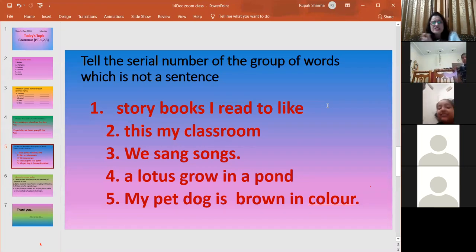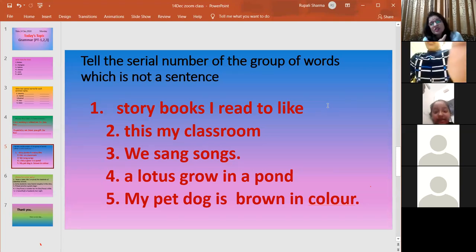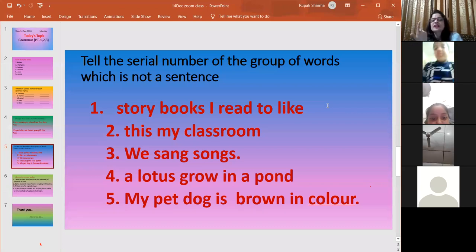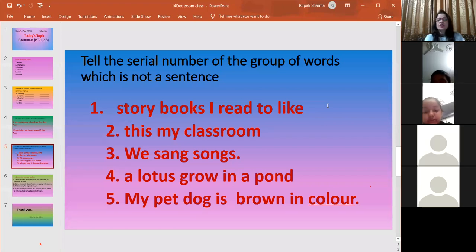Although the words are arranged in a manner, the rule is not there because the first letter is not capital and the full stop is not there at the end. So how do we know whether there is more ahead or not? Full stop means this sentence finishes here. So full stop is necessary.